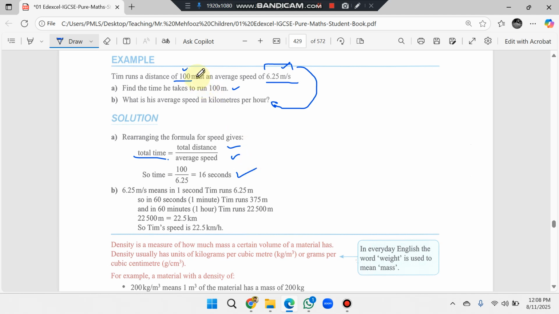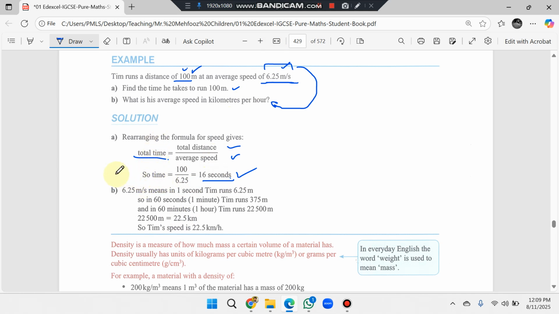And you can see that your distance is in meters and your average speed is in meters per second. So it means that when you are finding the time, it will be in seconds. If your distance is in kilometers and average speed is in kilometers per hour, then when we divide these two terms, your time will be in hours. Okay, so in this case the time is just 16 seconds.